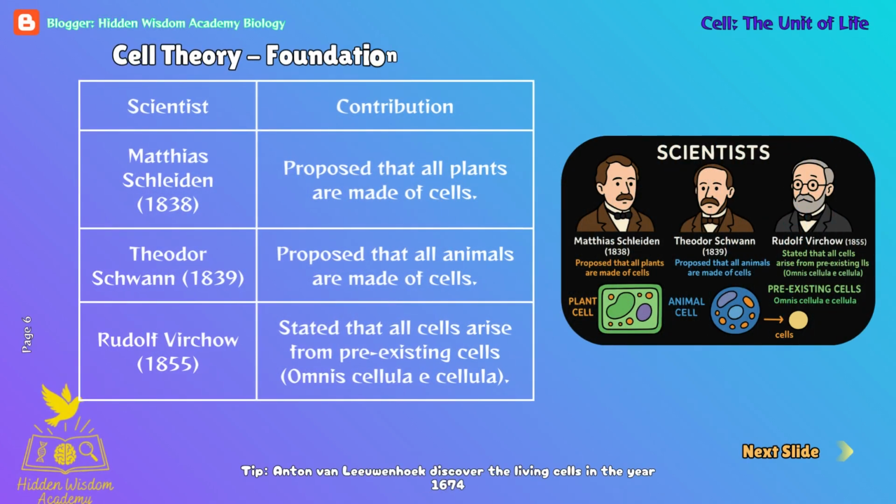Cell theory is the foundation of biology. In 1838, Matthias Schleiden said all plants are made of cells. In 1839, Theodor Schwann said all animals are made of cells too. Then in 1855, Rudolf Virchow added that all cells come from pre-existing cells, calling it omnis cellula e cellula. Together they showed that the cell is the basic unit of life.